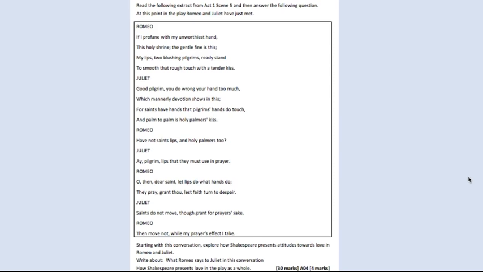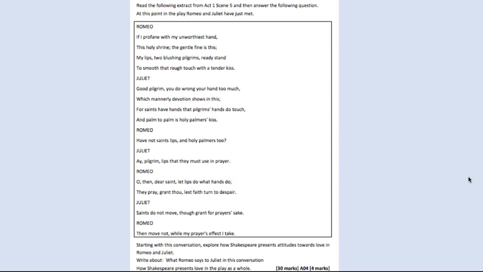Romeo says, if I profane with my unworthiest hand this holy shrine, the gentle fine is this. My lips to blushing pilgrims ready stand to smooth that rough touch with a tender kiss. Juliet replies, good pilgrim, you do wrong your hand too much, which mannerly devotion shows in this, for saints have hands that pilgrims' hands do touch, and palm to palm is holy palmer's kiss. Romeo, have not saints lips and holy palmers too? Juliet, ay, pilgrims' lips they must use in prayer. Romeo, oh then, dear saint, let lips do what hands do, they pray, grant thou, lest faith turn to despair. Juliet, saints do not move, though grant for prayer's sake. Romeo, then move not, while my prayer's effect I take.